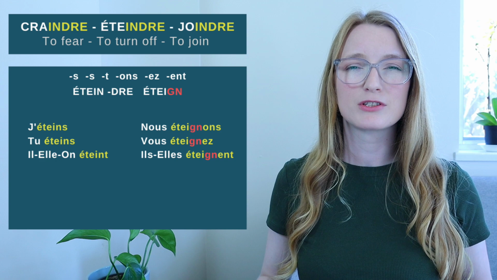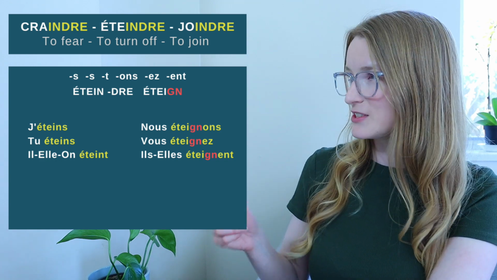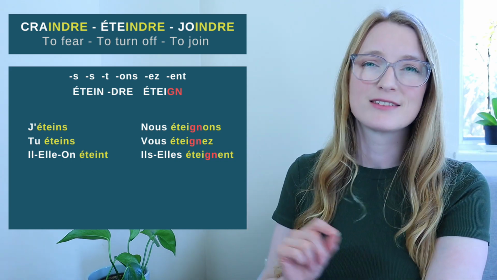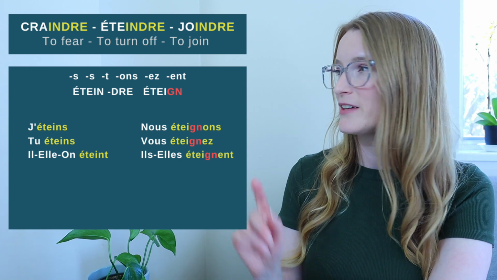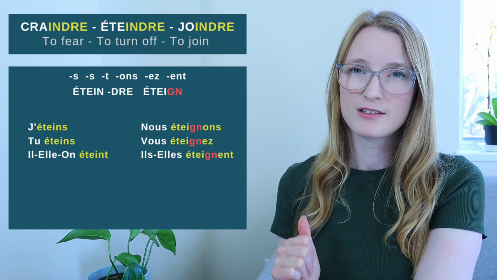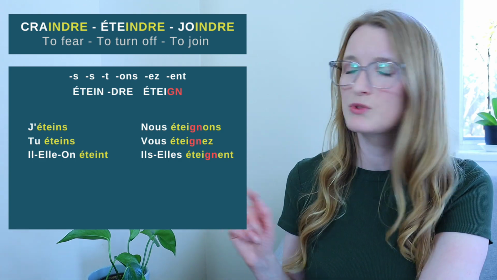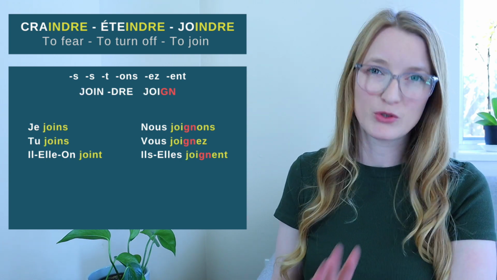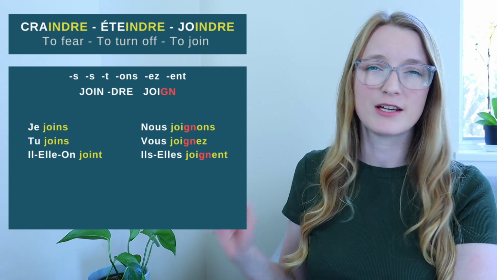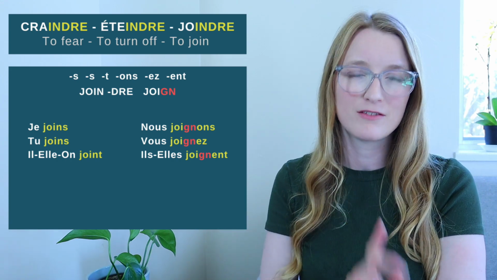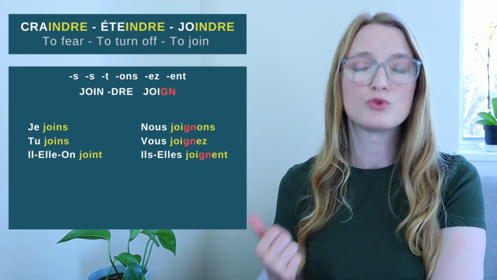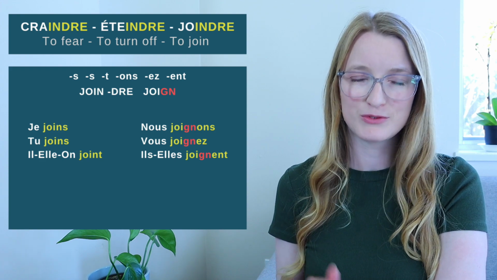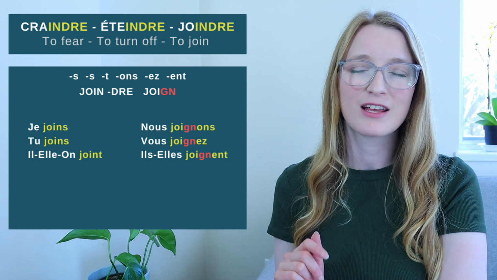We have the same thing, of course, for éteindre. The first stem is going to be E, T, E, I, N. The second stem is going to be E, T, E, I, G, N. So we have j'éteins, tu éteins, il, elle, on éteint, nous éteignons, vous éteignez, ils éteignent, elles éteignent. Same thing for joindre, we are going to have J-O-I-N and then J-O-I-G-N. Je joins, tu joins, il, elle, on joint, nous joignons, vous joignez, ils joignent, elles joignent.